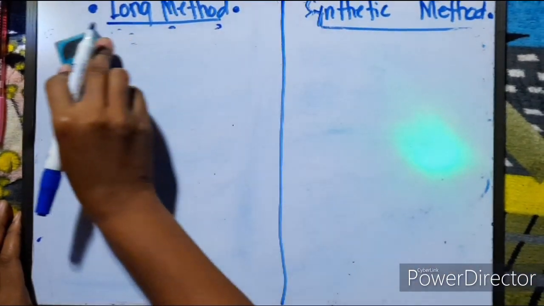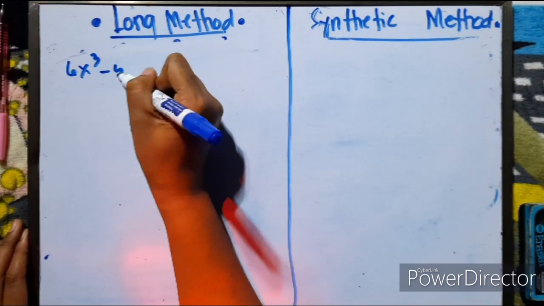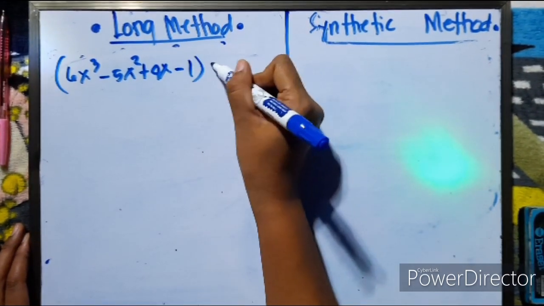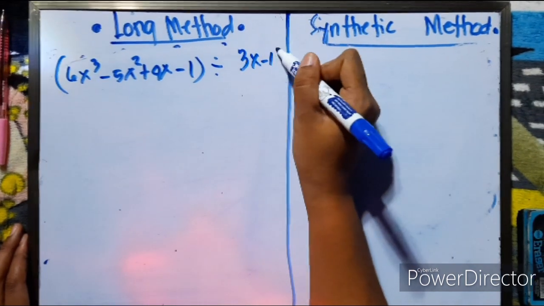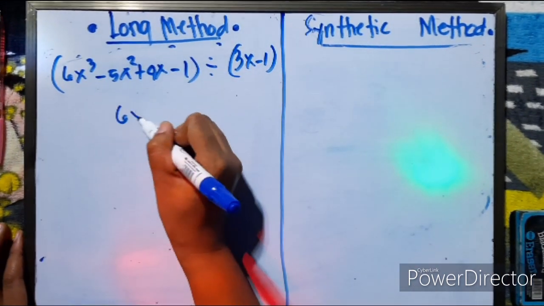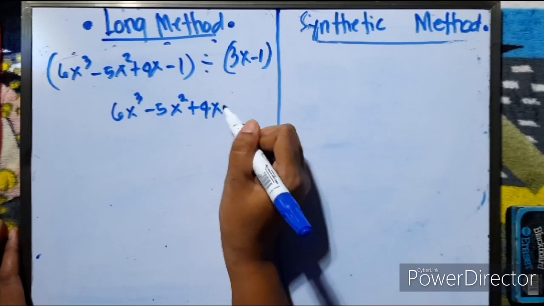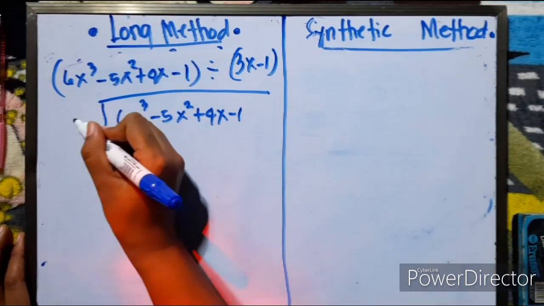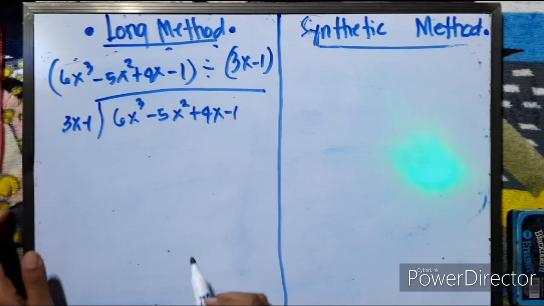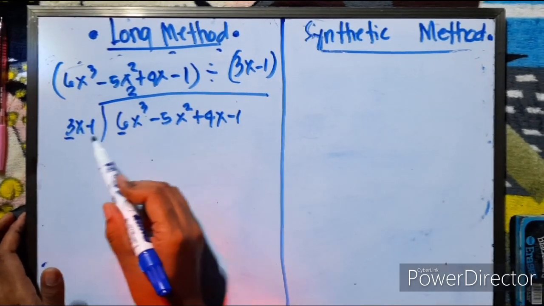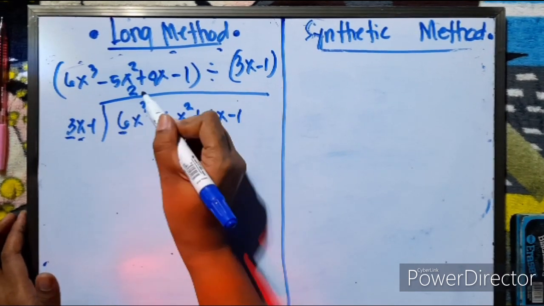Let's try to have 6x cubed minus 5x squared plus 4x minus 1 divided by 3x minus 1. Okay, let's have the long method. 6x cubed minus 5x squared plus 4x minus 1 divide 3x minus 1. Let's have here 6 divided by 3 is 2. X cubed divided by x, that is x squared.